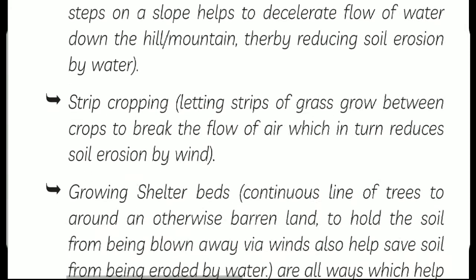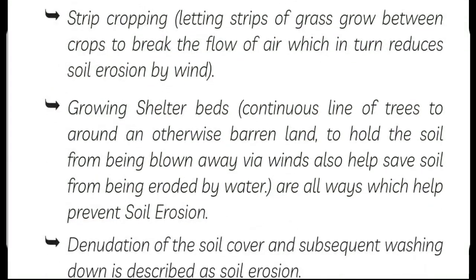And the second is strip cropping, letting strips of grass grow between the crops to break the flow of air, which in turn reduces soil erosion by wind. In this, small plants like grass are grown for preventing soil erosion.